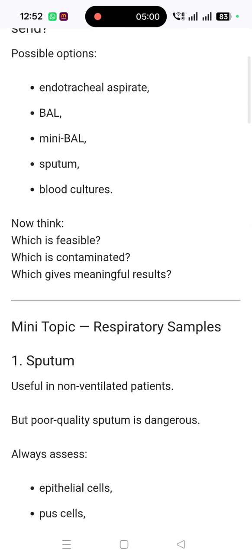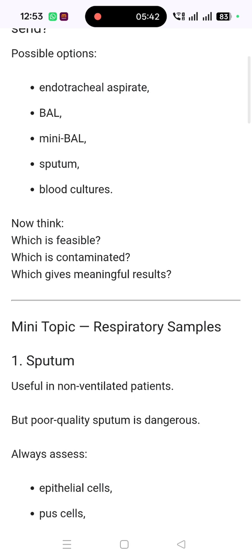Now think which is feasible, which is contaminated, which gives meaningful results. So out of these samples they are saying which is possible, meaning which is feasible, how can you take it easily, then which is contaminated, so you want pure growth, so many are contaminated. Then which gives meaningful results, so if there would be contamination, you won't be able to easily diagnose the disease. But even then which is going to give the meaningful result, maybe some sample is not good for collection here.